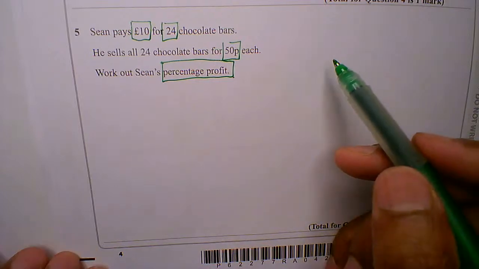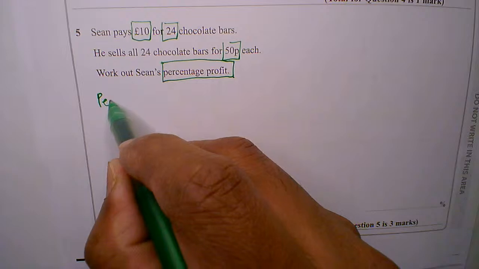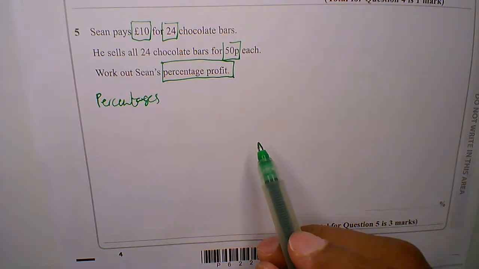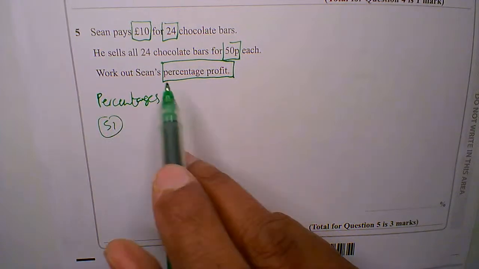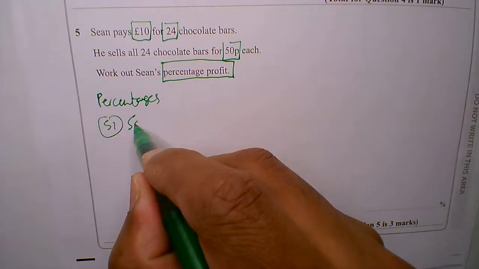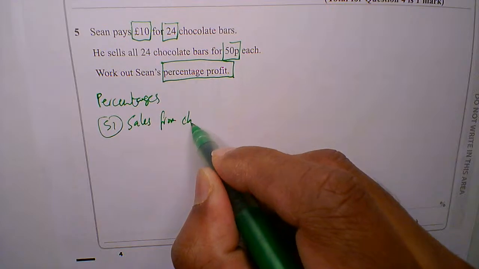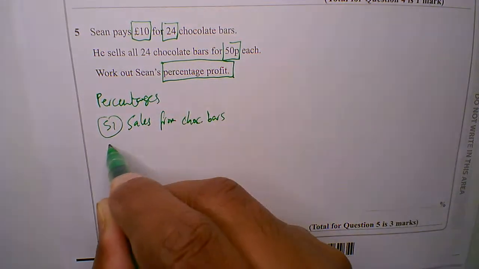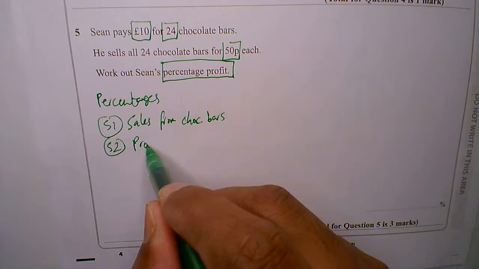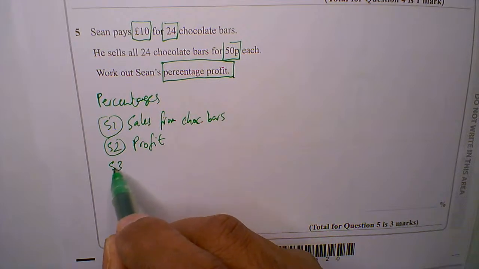So what is this topic? This topic is percentages. So what do I need to do for this? So first of all, step 1, I need to find out how much the chocolate bars sell for. So sales from the chocolate bars. Then the second thing, once I know how much he gets, I can work out the profit. And then I need to change it to a profit percentage. Step 3 is a percentage.